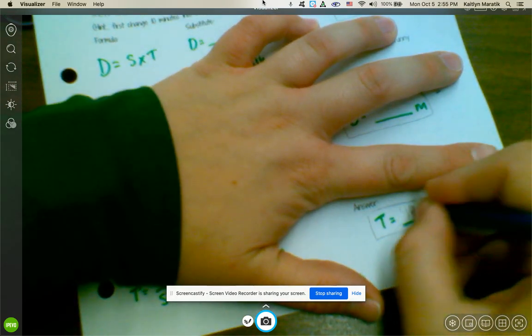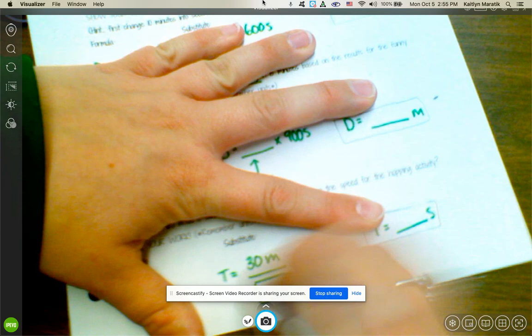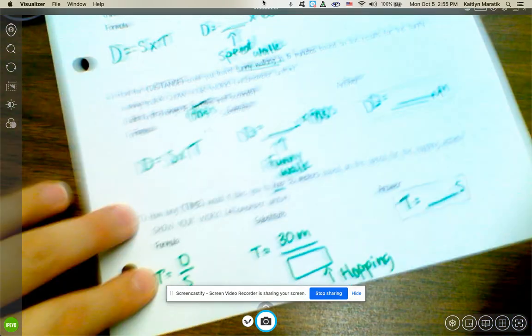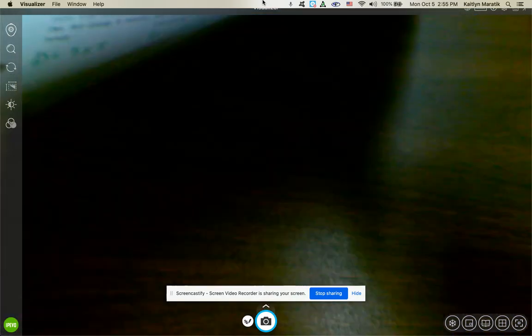Now I'll get rid of it because if you're looking at this, I don't want you to think, oh, that's the same information you use. You're going to use your own data, okay? So that is that page.